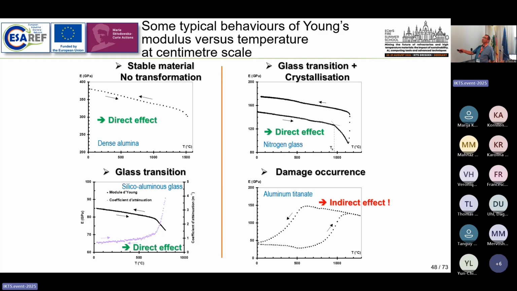Dense alumina again. So typically you have an evolution of atomic potentials. You have a decrease in the bonding of the atoms. Then you have a decrease in elastic property, and you have typically a reversible decrease. But usually you have this kind of thing, which is also of importance.